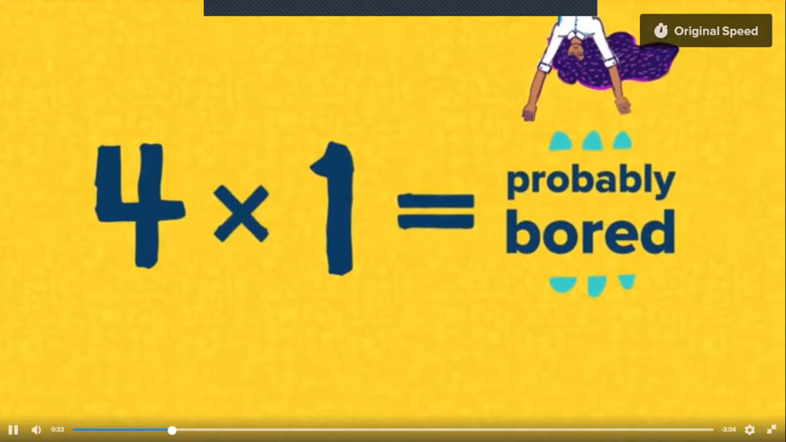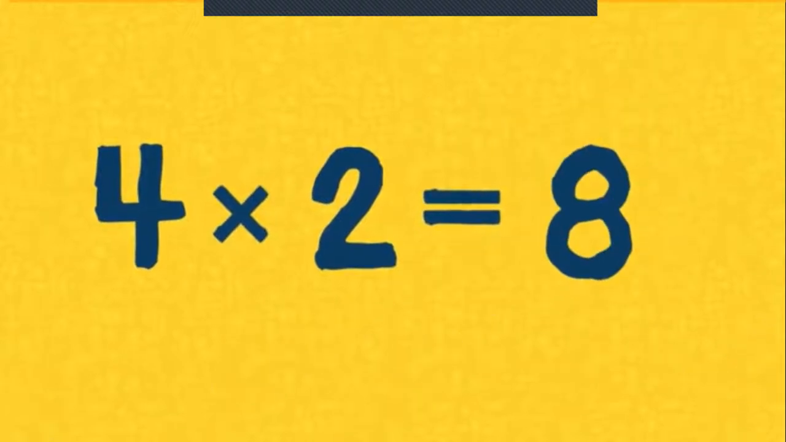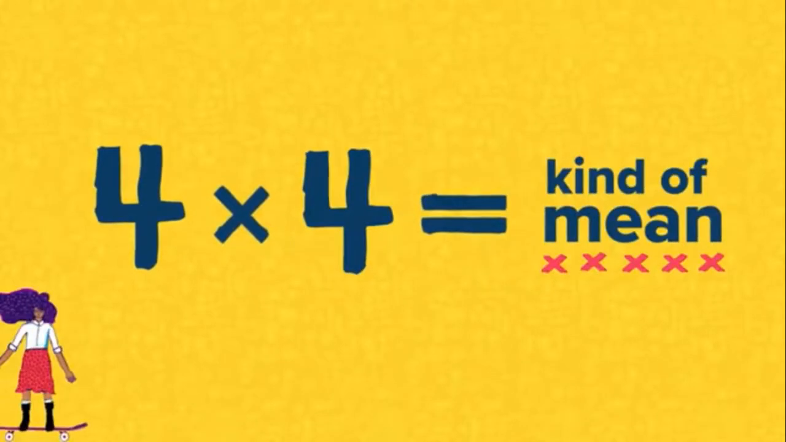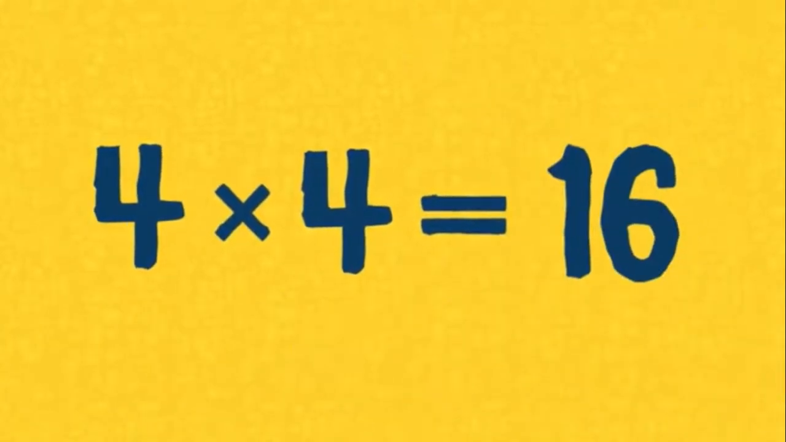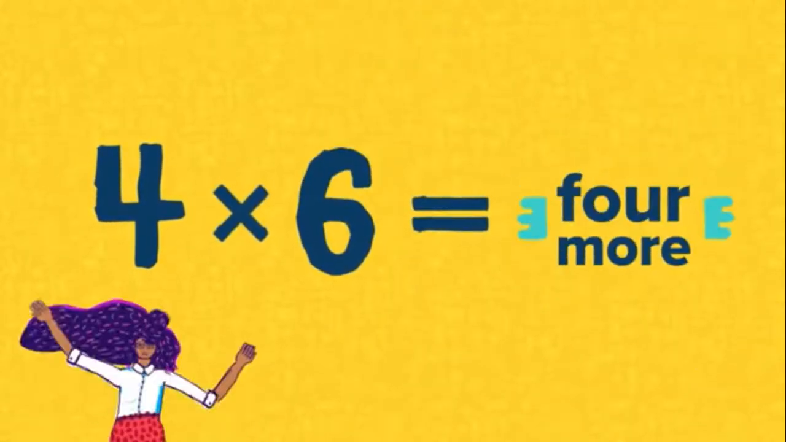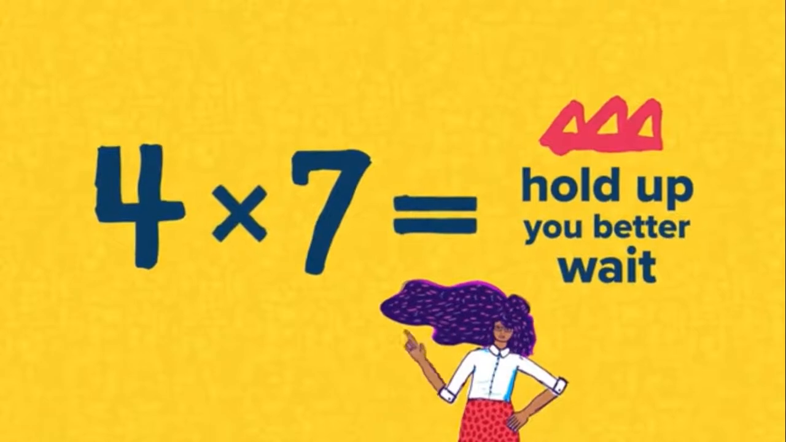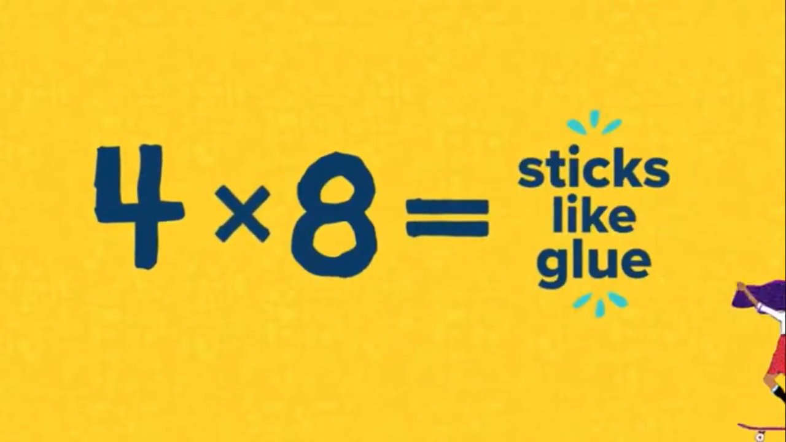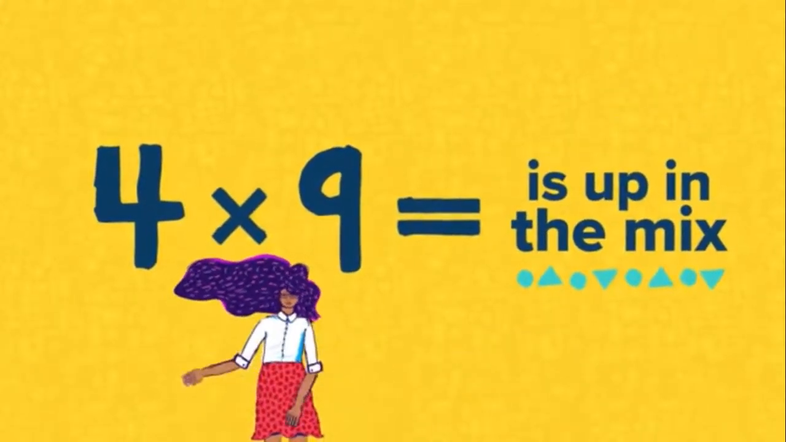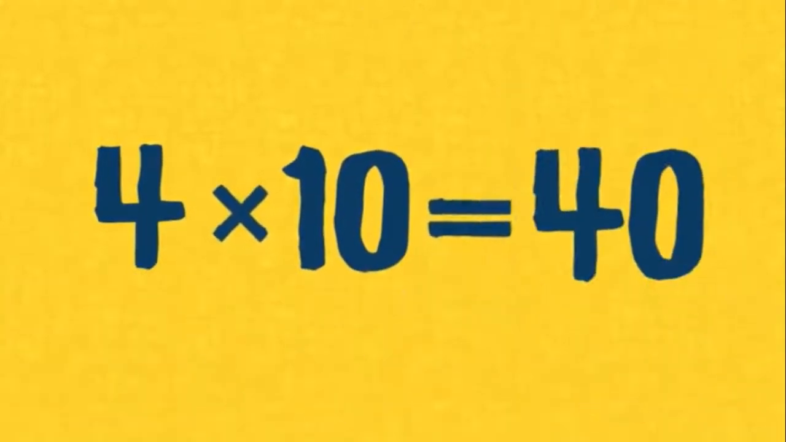4 times 1 is probably bored, cause 4 times 1 is 4. 4 times 2 is running late. 4 times 2 is 8. 4 times 3, do you need some help? 4 times 3 is 12. 4 times 4 is kinda mean. 4 times 4 is 16. 4 times 5, we're not ending. 4 times 5 is 20. 4 times 6 is just for more. 4 times 6 is 24. 4 times 7, hold up, you better wait. 4 times 7 is 28. 4 times 8 sticks like glue. 4 times 8 is 32. 4 times 9 is up in the mix. 4 times 9 is 36. 4 times 10, now I'm at a party. 4 times 10 is 40.